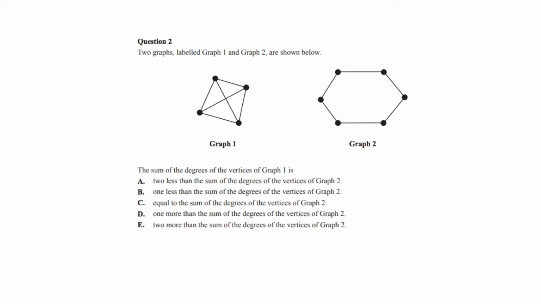Question 2. Two graphs labeled Graph 1 and Graph 2 are shown below. The question is asking to compare the sum of the degrees of the vertices of Graph 1 to the sum of the degrees of the vertices of Graph 2. Let's start by determining the degrees of the vertices in Graph 1. The 4 vertices are of degree 3 each, which means that the sum of the degrees of the vertices of Graph 1 is 12. Now let's check the degrees of the vertices in Graph 2.